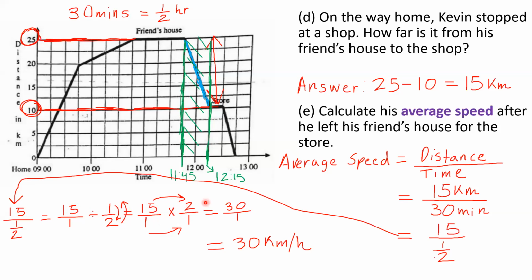30. 15 times 2 is going to be 30. It's going to be 30/1. And what is 30/1? That is 30. 30 kilometers. So the answer is 30 kilometers per hour.